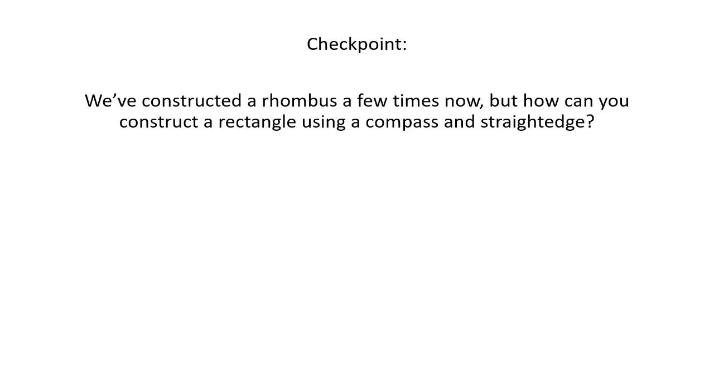So for your checkpoint, we have constructed three rhombuses now. We did two in this section and then one in the previous section. So using that rhombus, can you figure out how you might construct a rectangle? Any given rectangle. Think about what the properties of a rectangle would be, and then how could you get all of the parts of a rectangle? If you were given the short side and the long side of a rectangle, how could you possibly construct that rectangle? I'll let you think about that.